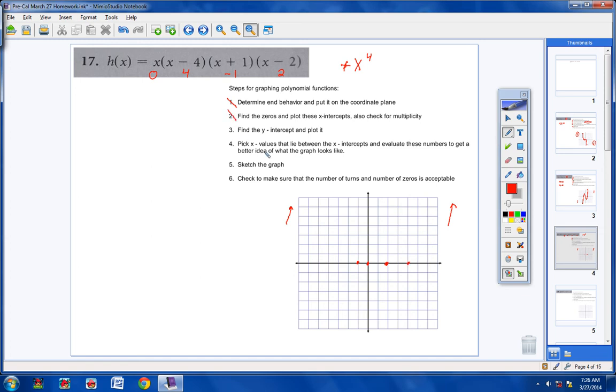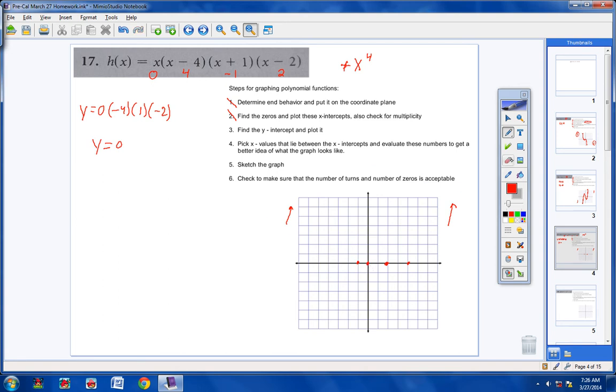Now find the y-intercept and plot it. Okay, let's put a 0 in everywhere there's an x. This shouldn't be too hard to do. Y equals, I'm going to put a 0 in for x right here, and then 0 minus 4 is negative 4, and then 0 plus 1 is 1, and then 0 minus 2 is negative 2. Now when you multiply all these numbers together, you're obviously going to get a 0, because I don't care what all three of these numbers are when you multiply them together. In the end, you're going to multiply it by 0, which will give you a 0. So 0 times negative 4 is 0, times 1 is 0, times negative 2 is 0. So your y-intercept in this case will be 0.